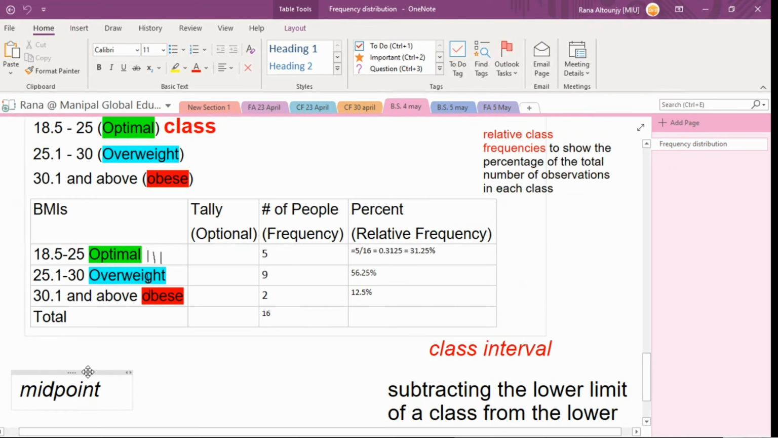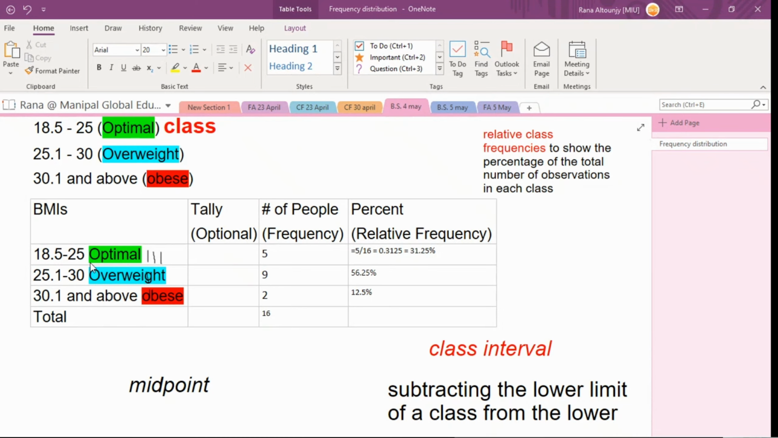The midpoint is the lower limit plus the upper limit divided by 2. So if you wanted to calculate the midpoint of this first one, it is 18.5 plus 25 divided by 2, so it will be equal to 21.75. The second one starts at 25.1; can you calculate the midpoint for the overweight category?